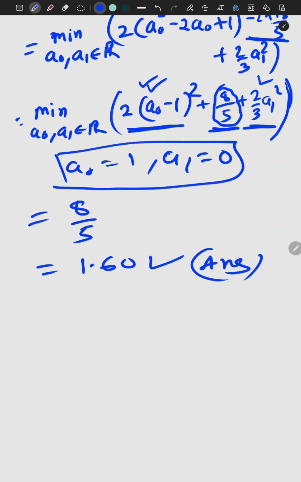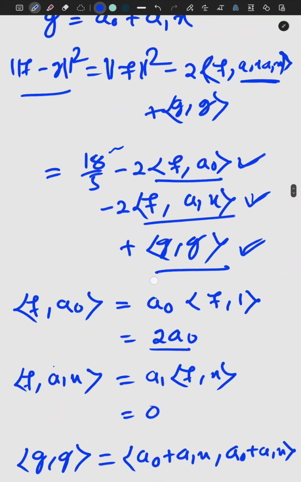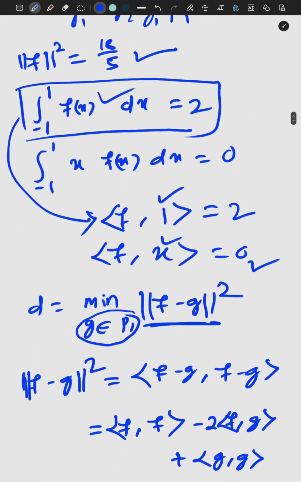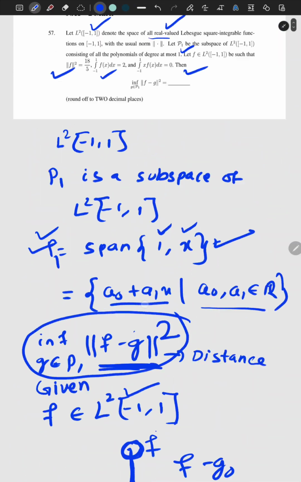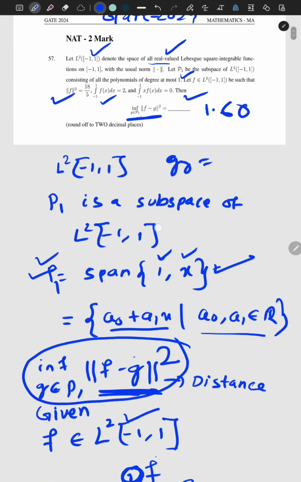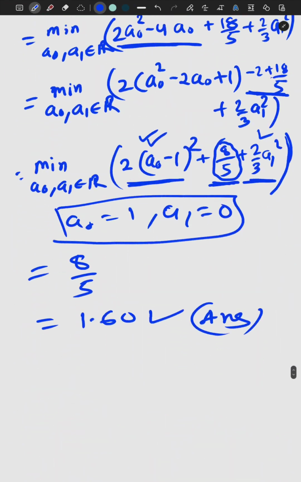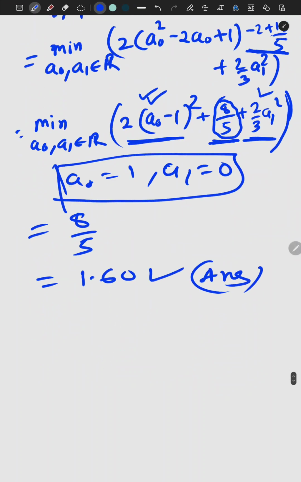I want to add something more. In this question it is asking the minimum norm, meaning the minimum distance. We got this minimum distance as 1.60, but sometimes it also asks what is that minimum function, the required g naught which minimizes f minus g. How can you get that minimum function? If you look carefully, you have already calculated it, because you have calculated a0 equal to 1 and a1 equal to 0.